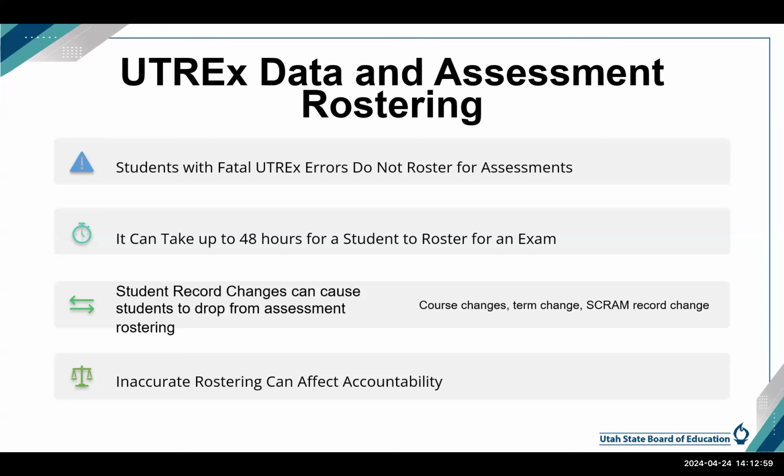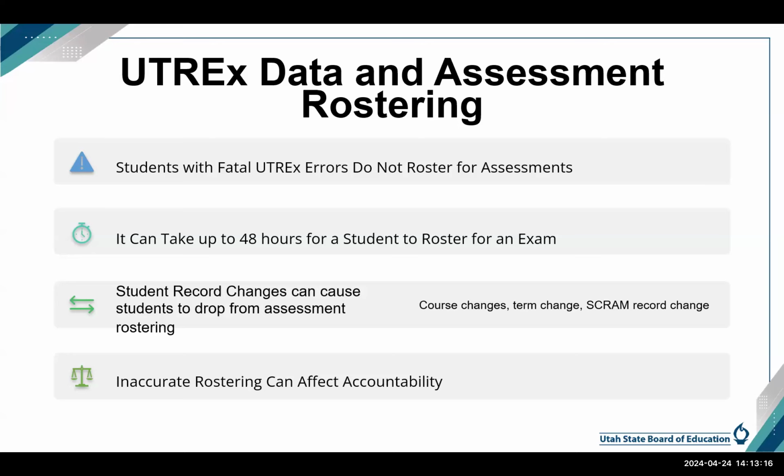That also applies to record changes. If you have a change of term during a testing window, if a student changes courses, they're going to drop off a roster and you're going to have to wait that 24 to 48 hours to get them back.